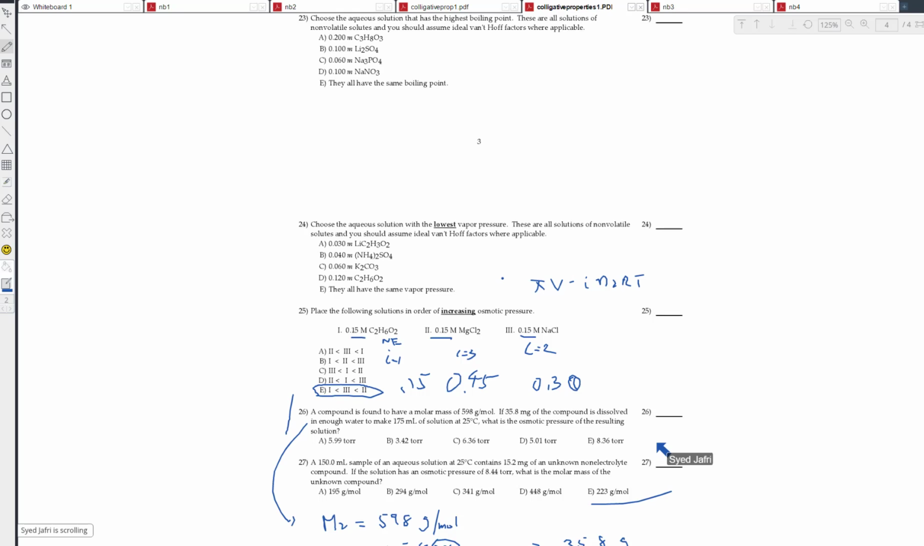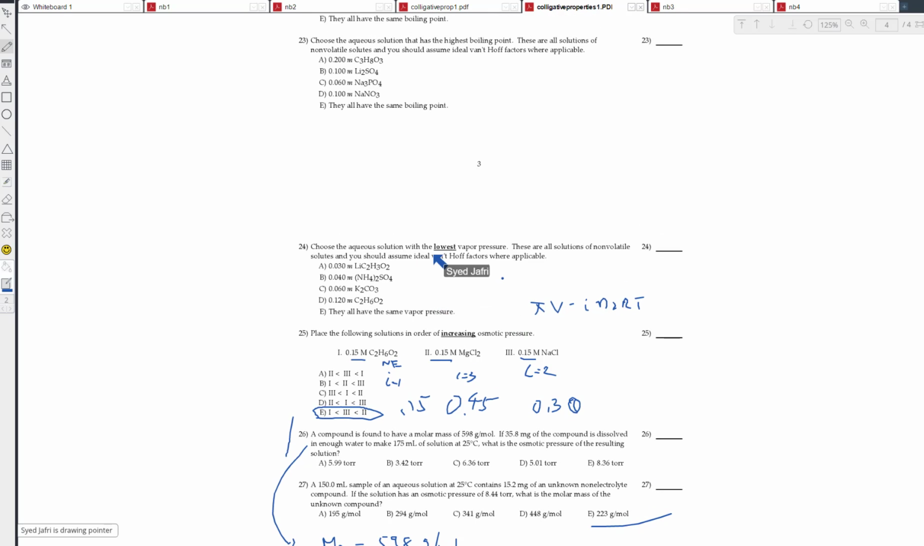Now look at this one. Choose the aqueous solution with the lowest vapor pressure. This will be a good quiz. These are all solutions of non-volatile solutes, and you should assume ideal Van't Hoff factors where applicable. Choose the aqueous solution with the lowest vapor pressure.